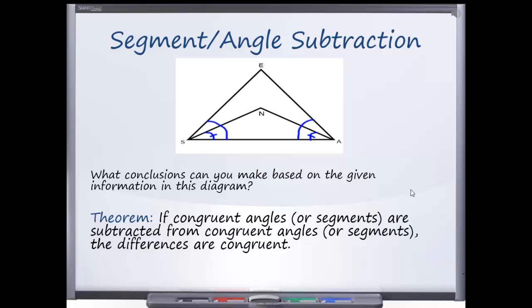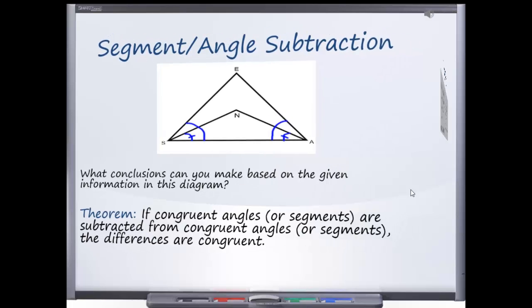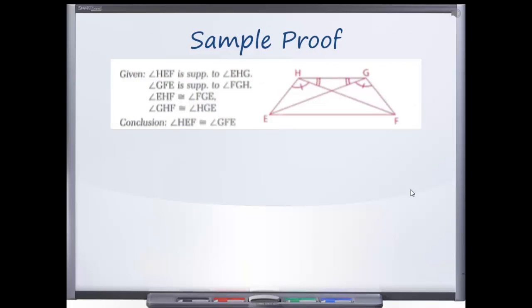So you see we have the single angle addition and kind of like a double angle addition and subtraction, just like we have with segments. Let's look at what this looks like in a proof.